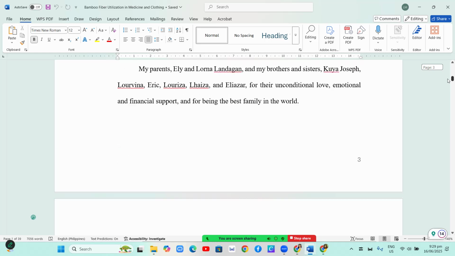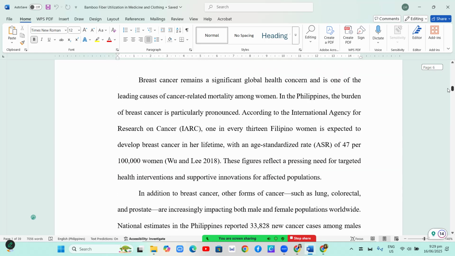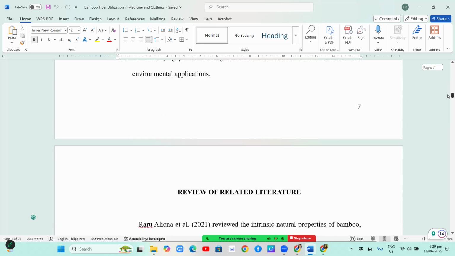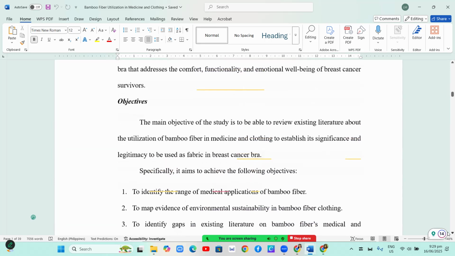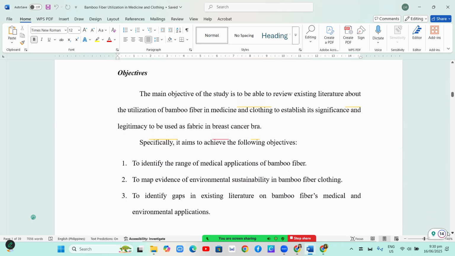Okay, so let's scroll down to my objectives. So in research, you can either use research questions or research objectives. So the main objective of this study is to be able to review existing literature about the utilization of bamboo fiber in medicine and clothing to establish its significance and legitimacy to be used as fabric in breast cancer bra. Specifically, it aims to achieve the following objectives.